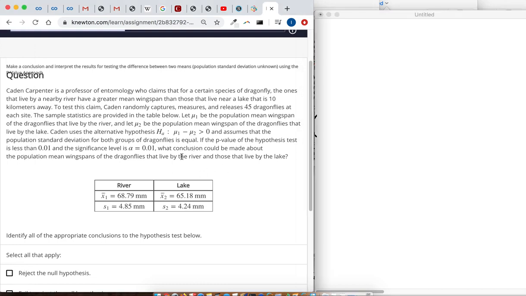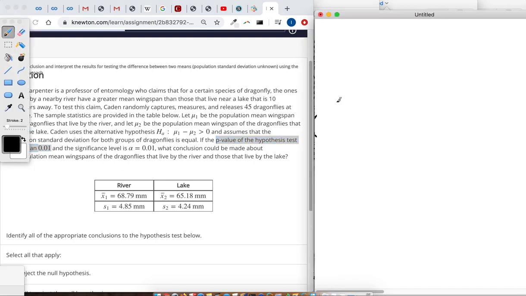Okay, so you can pause the video to read through the word problem, but the key point here is that we're supposed to use the p-value approach to make a decision on the null and alternative hypothesis. So if the p-value of the hypothesis test is less than 0.01, they told us this. We don't know what it is, but we know the p-value is less than alpha. They said the alpha is 0.01.